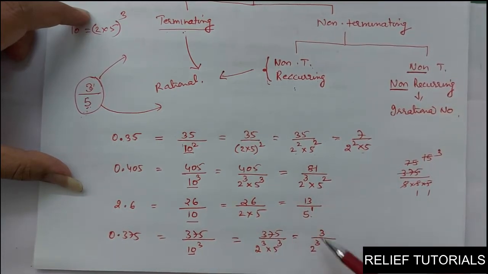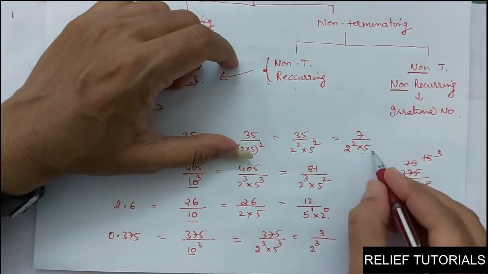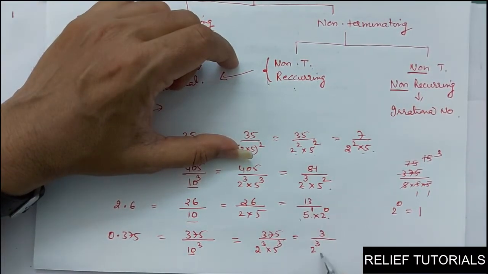So here everywhere if you see, 5 raised to 1. So I can write here into 2 raised to 0. Why? Because 2 raised to 0 is 1. So 5 and 2, 2 and 5, 2 and 5, 2 and 5. Here I can write 5 raised to 0. Why? Because 5 raised to 0 is 1. So it will not change.